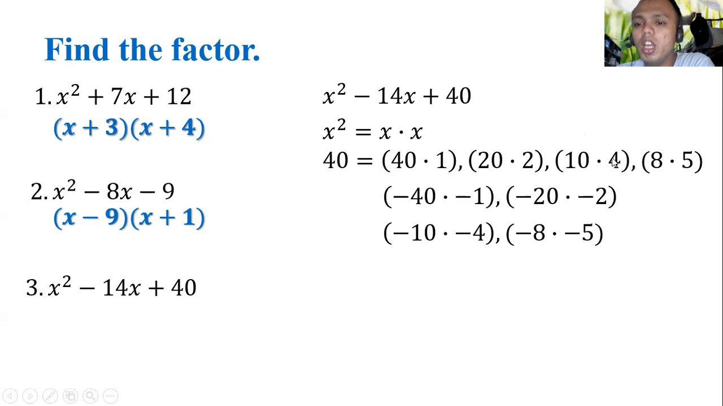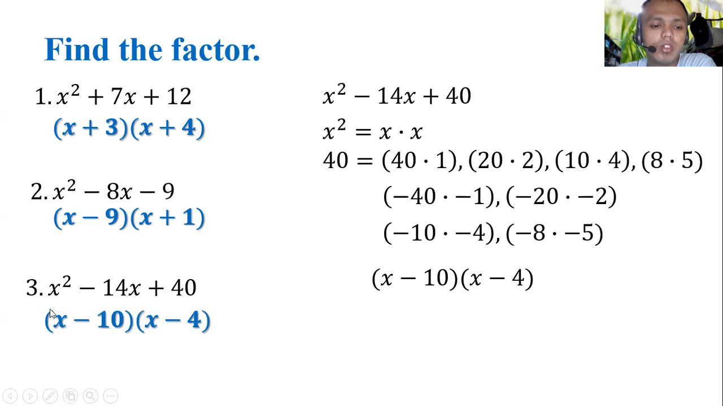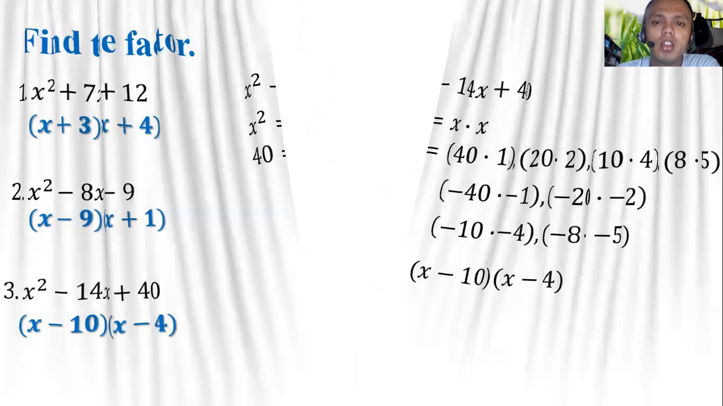So, hindi siya pwede. Now, kung positive to, hanapin natin yung negative form ng 10 and 4. That is negative 10 and negative 4. Negative 10 plus negative 4 is negative 14. So, yung factor natin is x minus 10, x minus 4. Okay? So, that's it, no?